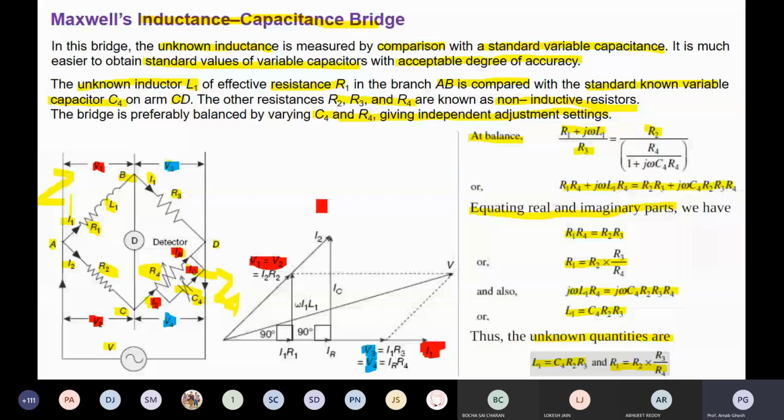So which one is your I1 R1? I1 R1 will be in phase with your I1, because I1 is your reference. So I1 R1 should be in phase with I1, because it's a resistive path, a potential drop. The potential drop across the resistor should be in phase with the current through this resistive path, which is the current through R1, your I1. So I1 and I1 R1 both should be in phase.